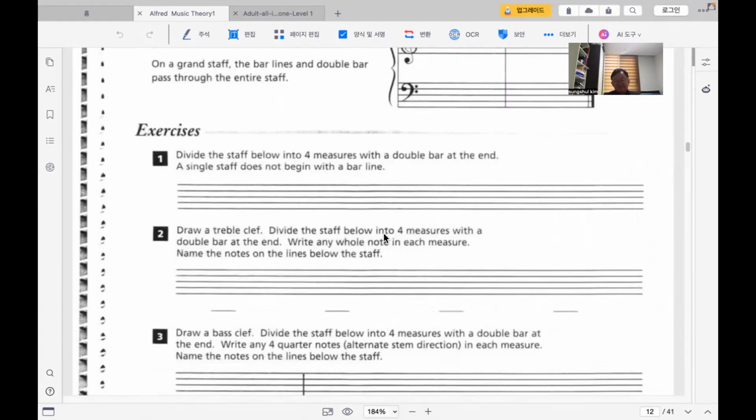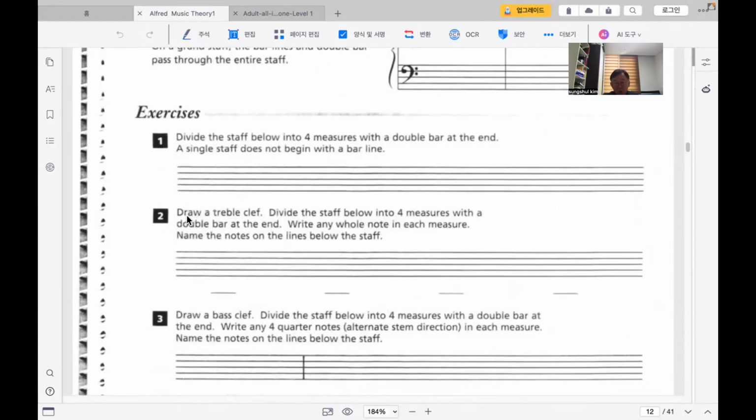Okay, you got it. Wow! Now draw a treble clef. You know what? Without treble clef and bass clef, we cannot play. Which part do I start with? Treble clef is the high pitch range. Bass clef is low pitch. That's why we draw a treble clef like this.